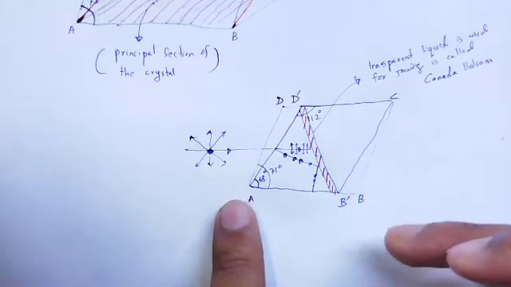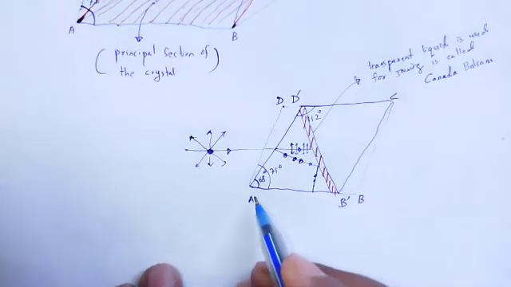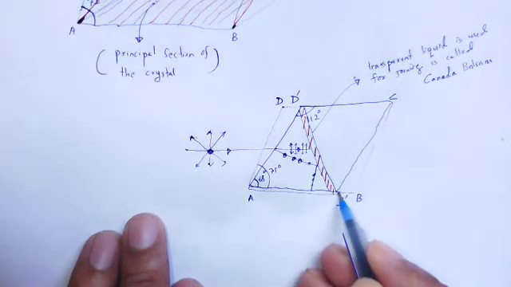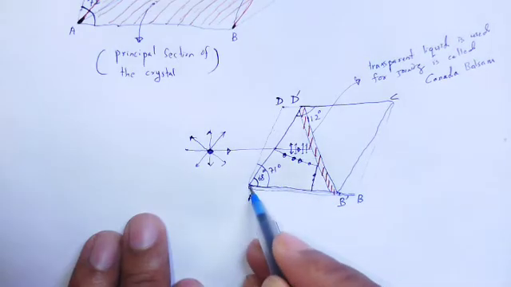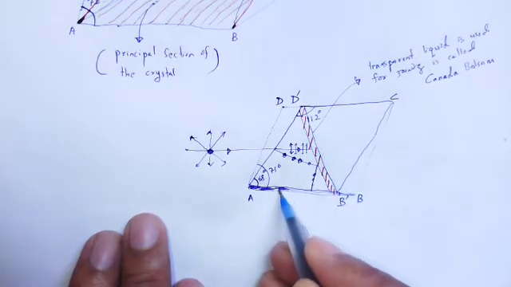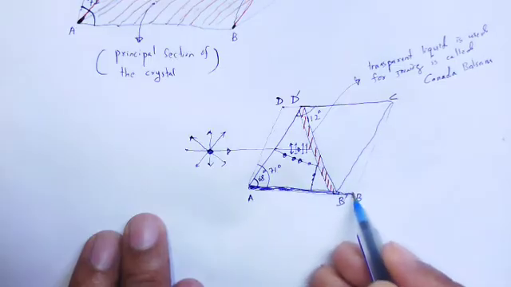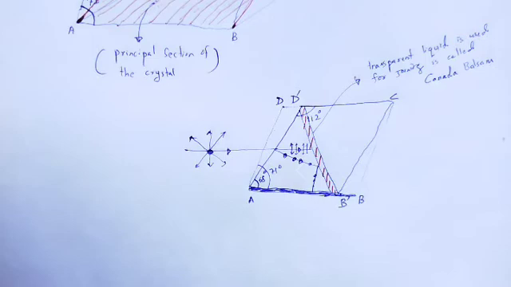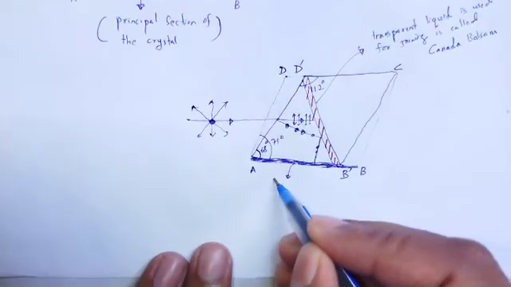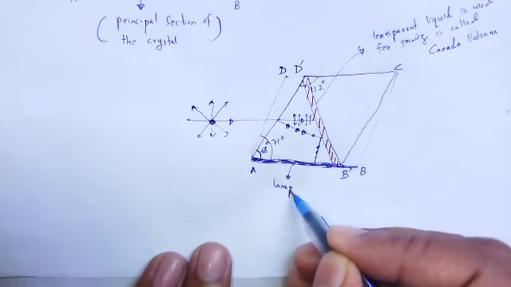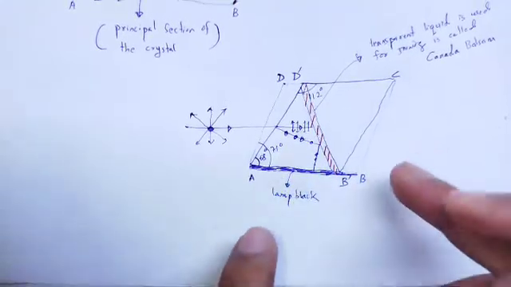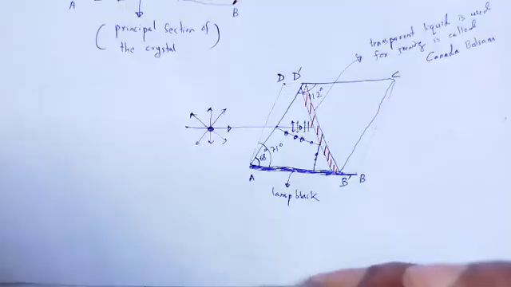And here, on that surface, we use lamp black. Lamp black is used so that the O ray is absorbed in that surface.